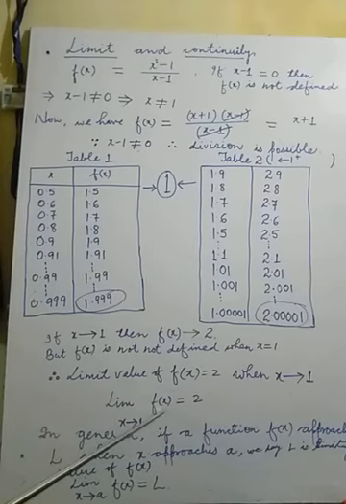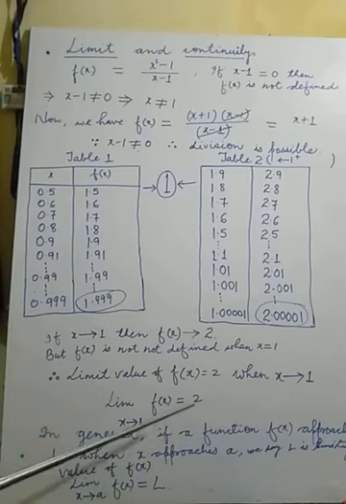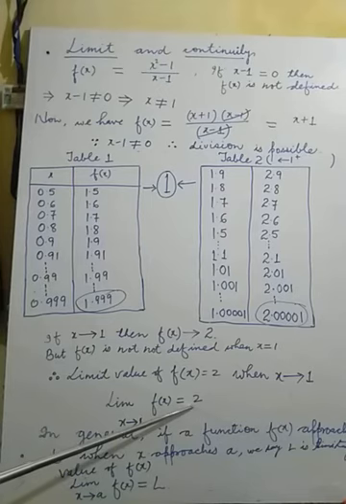x tends to 1 means 1 is not taken, a value approaching 1 is being taken. Then what value of the function is obtained here? It is approaching 2. So this 2 is called the limiting value of this function. And what limit is there? Limit x tends to 1 means the value of x is approaching 1, not exactly 1, and the value of f(x) is approaching 2. So limit x tends to 1, f(x), is equal to 2, and this 2 is known as the approaching value or limiting value.